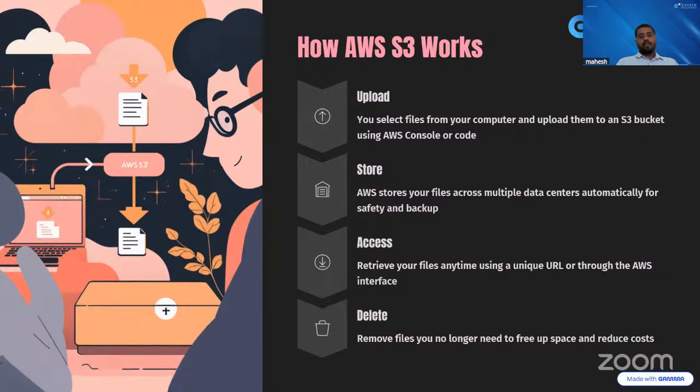Delete: remove the files you no longer need to free up space and reduce the cost. I already said at the start of the class that the moment you store the data inside the S3 bucket, until you delete it, AWS keeps on charging you. The bill will be generated every month. The moment your work is done, you have to delete that particular object. Remove files you no longer need to free up space and reduce the cost. The cost of the infrastructure can be reduced by deleting the resources which are not required. Hope it is clear to everyone.